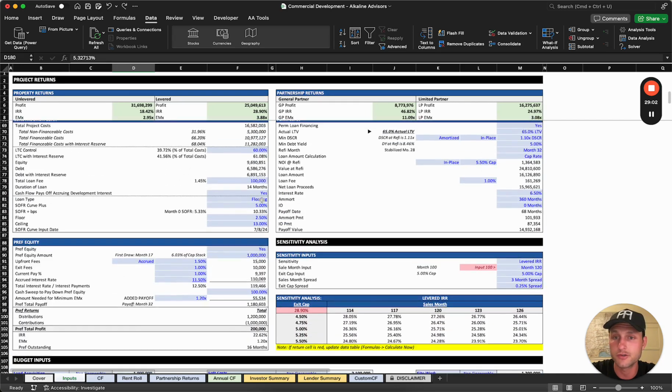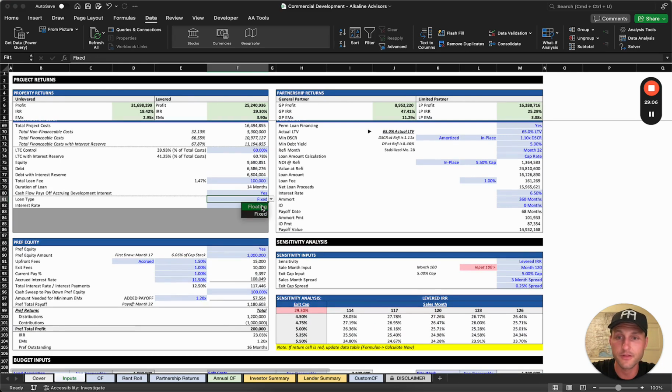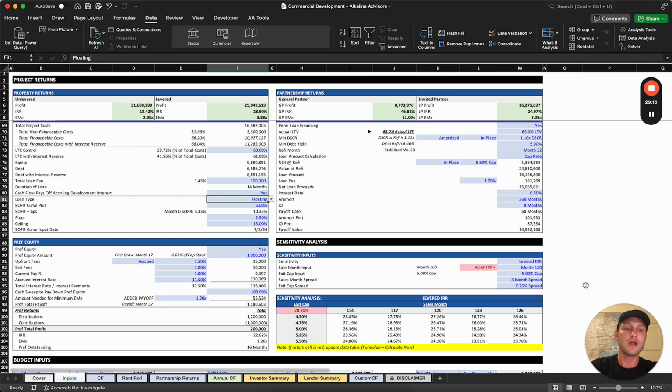So here you can choose between fixed or floating. If it's fixed, it's just a fixed rate. If it's floating, you have how many points above SOFR, what's your floor, what's your ceiling. So now let's talk about this sensitivity analysis section.